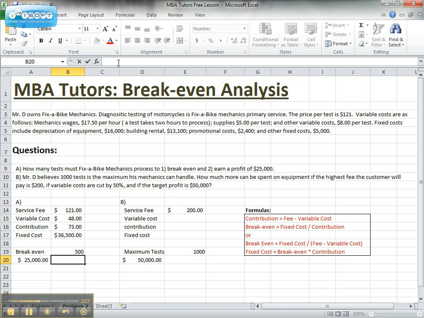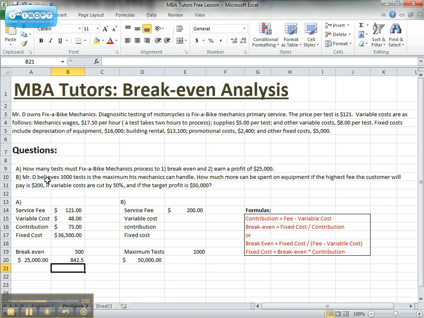Now, if we want to go above the break even, we just simply take our fixed cost and we add the amount we want to go above, the profit, put parentheses around that to make sure that the order of operations is correct. And we're going to divide that by our contribution. Hit enter. Round up, you have 843 units.